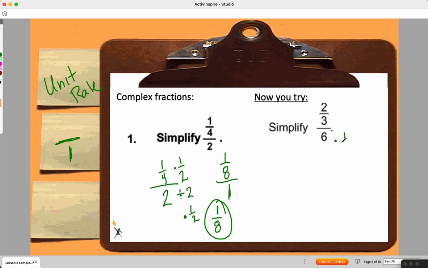All right, so you were right. You're going to multiply it by 1/6. This time I'm going to use my cross-reducing skills from our fraction unit. Go 1 and 3. So I'm going to find the answer is 1/9 for my answer.